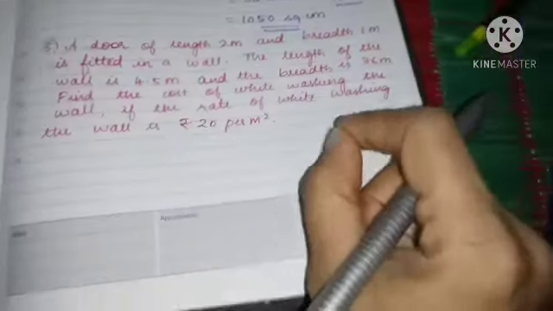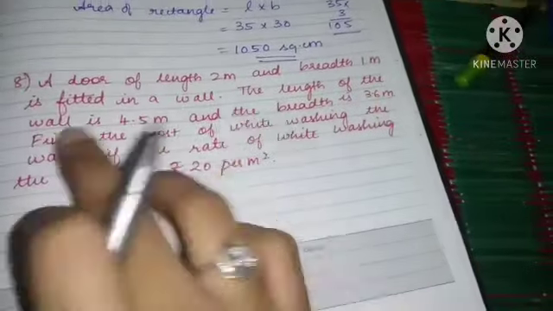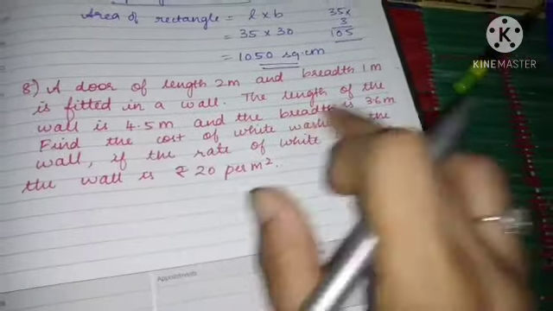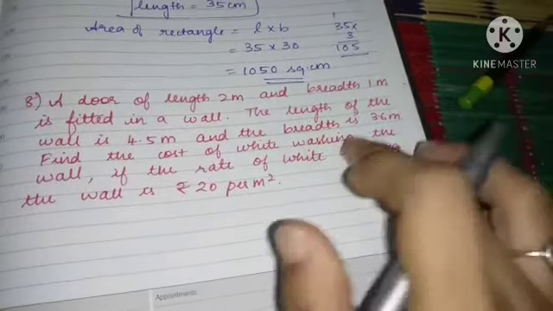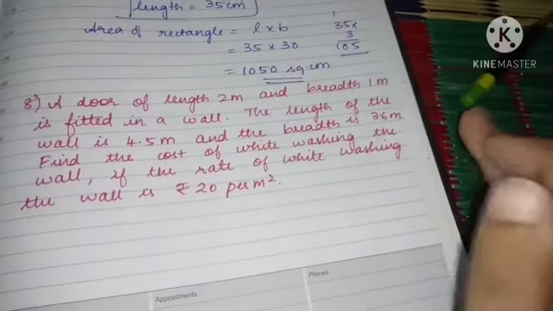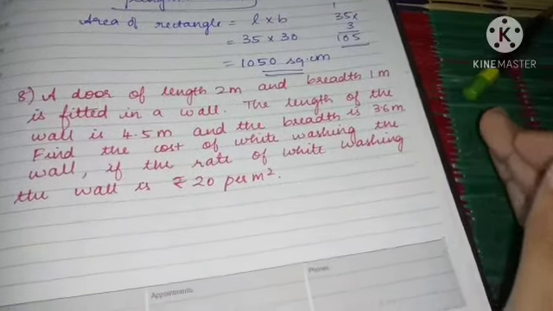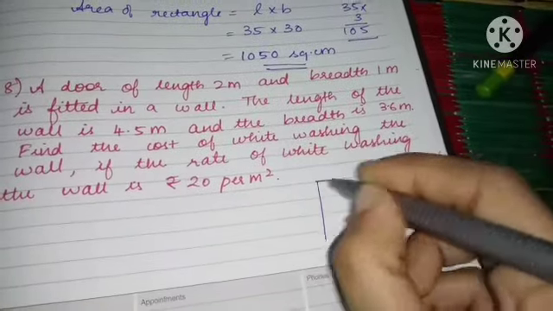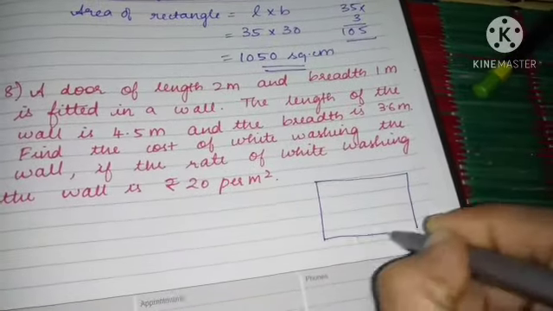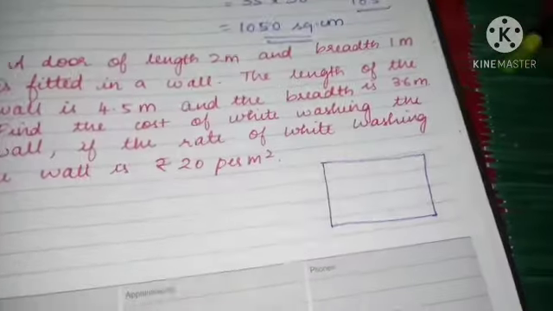One small door is fitted inside a wall. The length of the wall is 4.5 meters, breadth is 3.6 meters. Find the cost of whitewashing the wall if the rate of whitewashing is rupees 20 per meter square. See, this is one rectangle shaped wall.